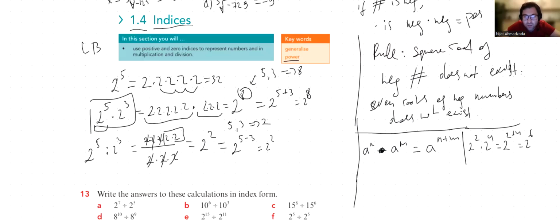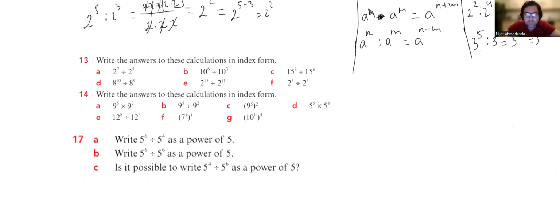Also, if we have a number to the power of n divided by the same number, the numbers have to be the same, to the power of m, we will have that number to the power of n minus m. The example we have seen, let's say 3 to the power of 5 divided by 3 to the power of 2, will be 3 to the power of 5 minus 2, which is 3 to the power of 3. Okay? Now, let's see some questions about it.